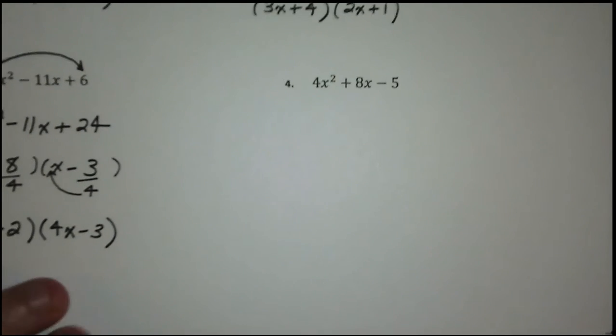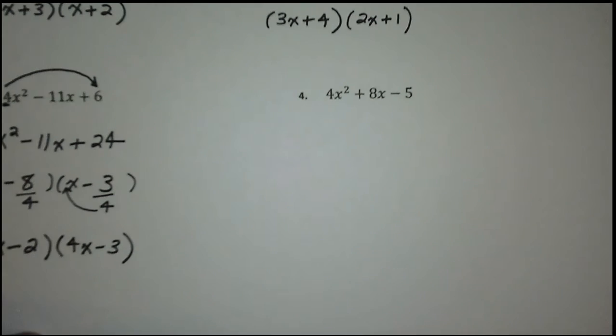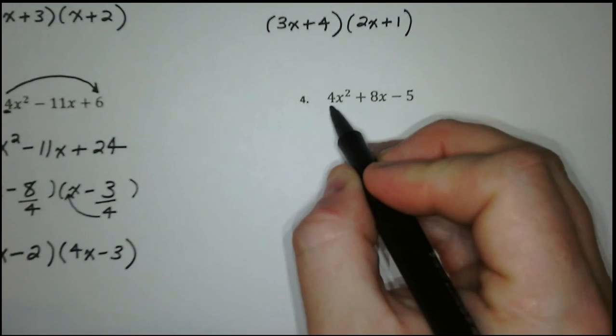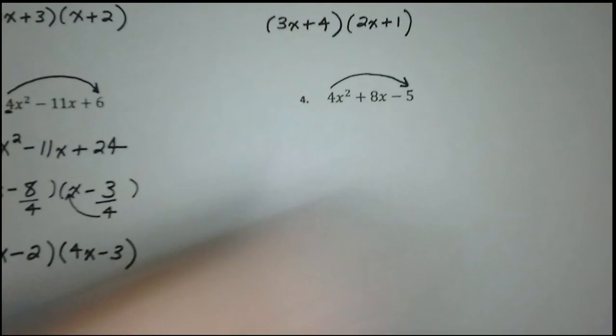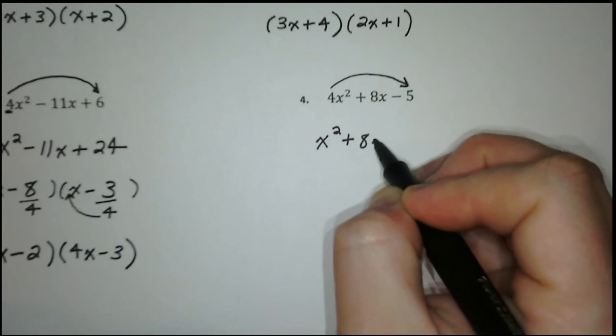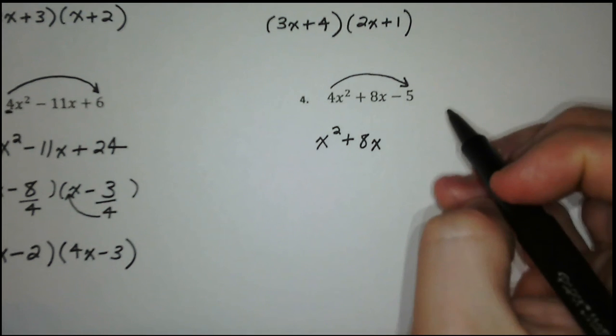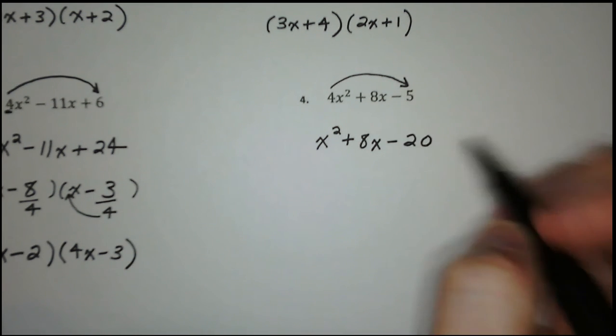One more to go. Pause if you want to before I go ahead. Anyway, once again, no GCF, so let's try Phoenix method unfoil. And that makes it into... What's 4 times negative 5? 4 times negative 5 is negative 20.